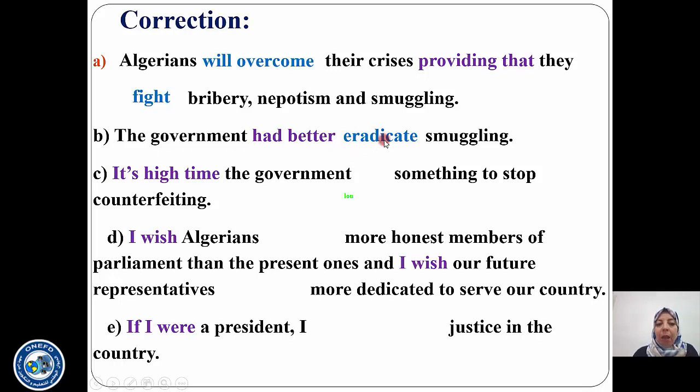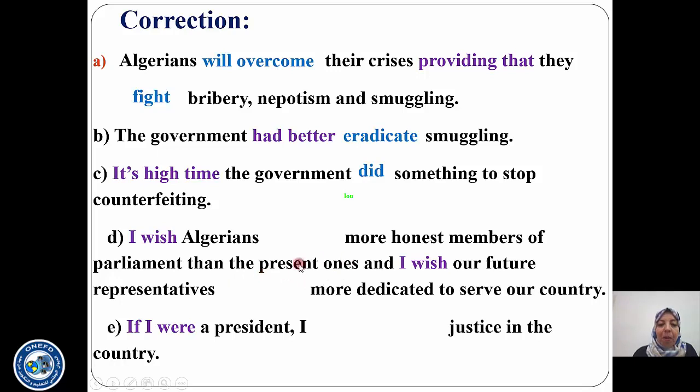It's high time the government did. After it's high time or it's about time, we use a subject, and that is followed by the past simple. Okay, the past simple of the verb. Wish. I wish Algerians more honest members of the parliament than the present ones.